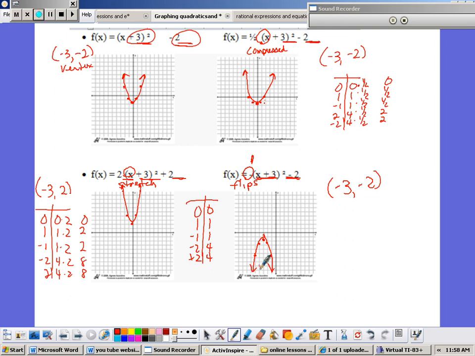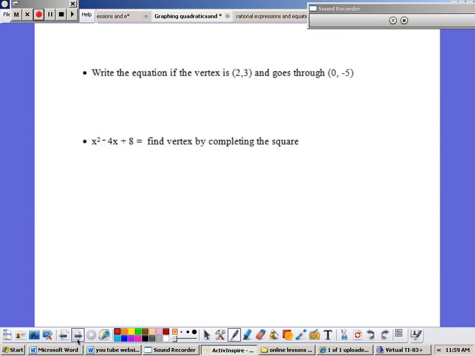So if the A in the front is above 0 and less than 1, it's a compression, so it's going to get fatter. If it's over 1, the A in the front, it's going to get stretched, so it's going to look thinner. If it is 1 in the front, it will not change at all. And if there's a negative in the front, it flips it over. If a number is being added to x, it moves it left. If a number is being subtracted from x, it moves it right. If a number is being added to the equation in the back, it moves it up. And if it's being subtracted from the equation in the back, it moves it down.